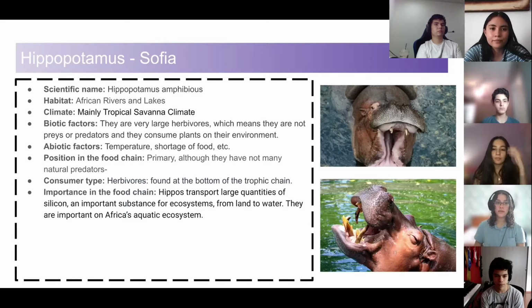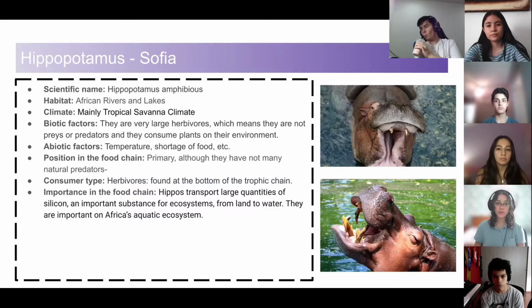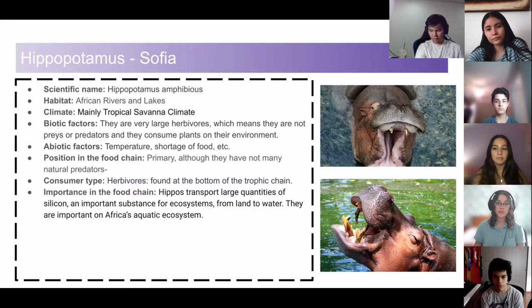The hippopotamus. Its scientific name is Hippopotamus amphibius. Its habitat is in African rivers and lakes, where the climate is mainly tropical savanna. And the biotic factors: they are very large herbivores, which means they are not prey or predators, and they consume plants in the environment. The abiotic factors would be the temperature and shortage of food, etc.